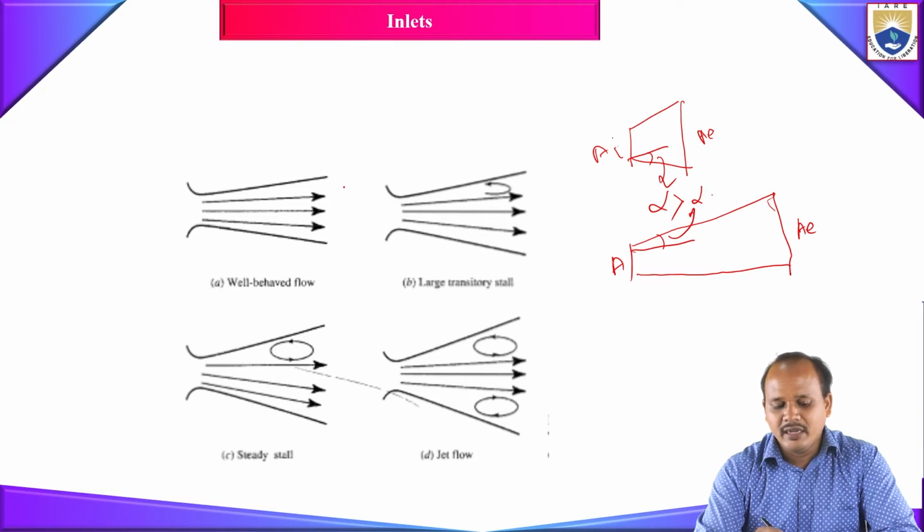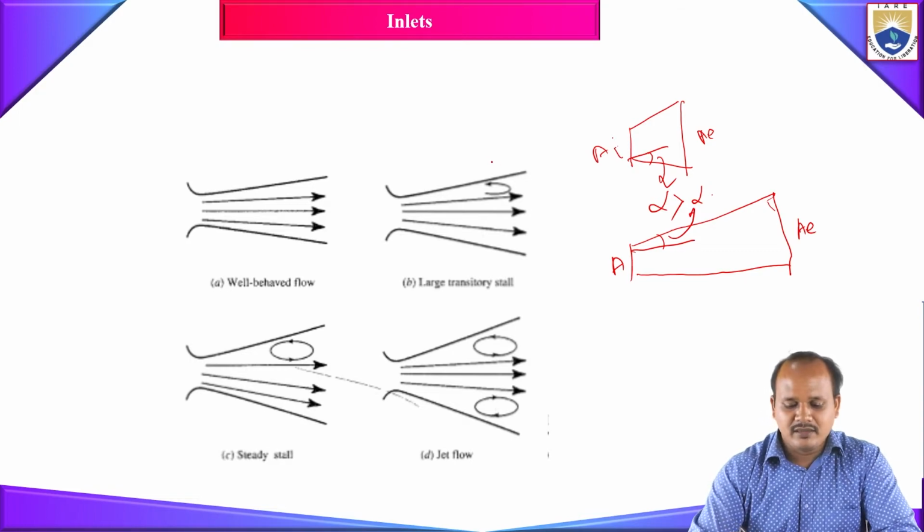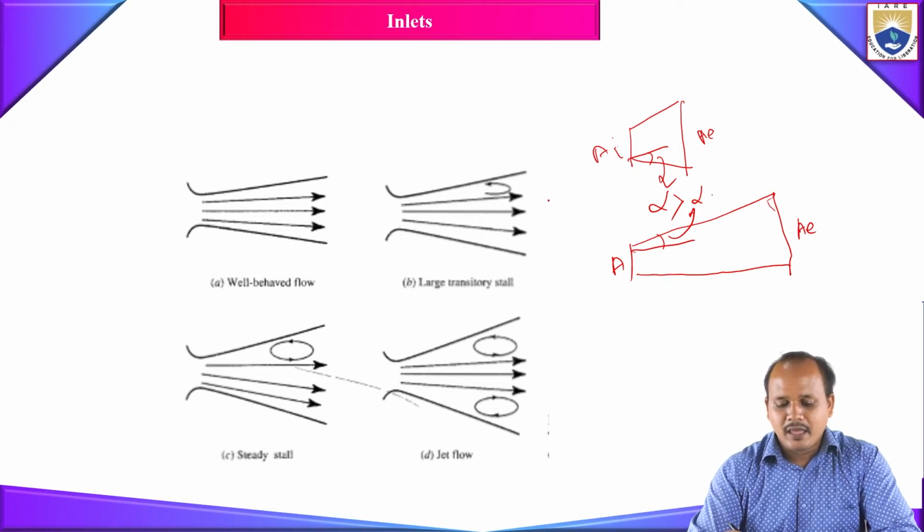Your flow is moving parallel to your wall. Large transitory stall basically may be due to local flow separation, because of loss in momentum. If you are not going to control this, transitory stall will become steady stall.